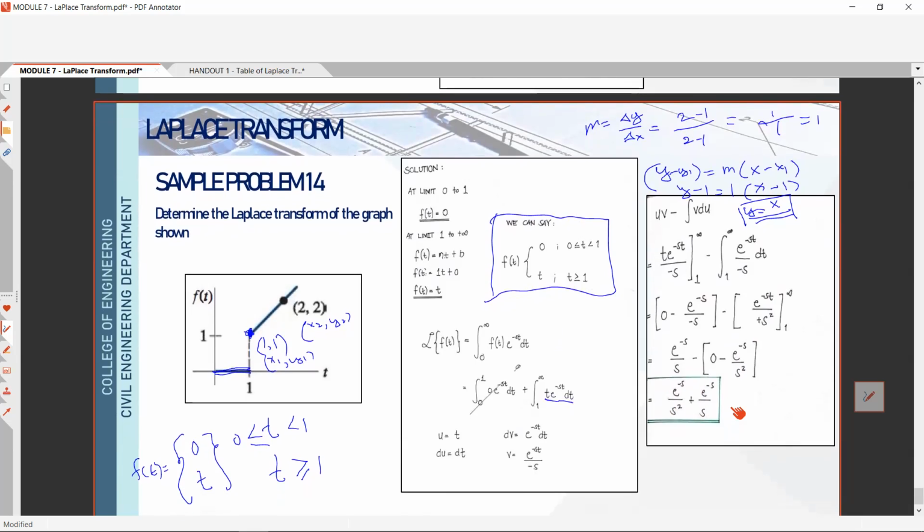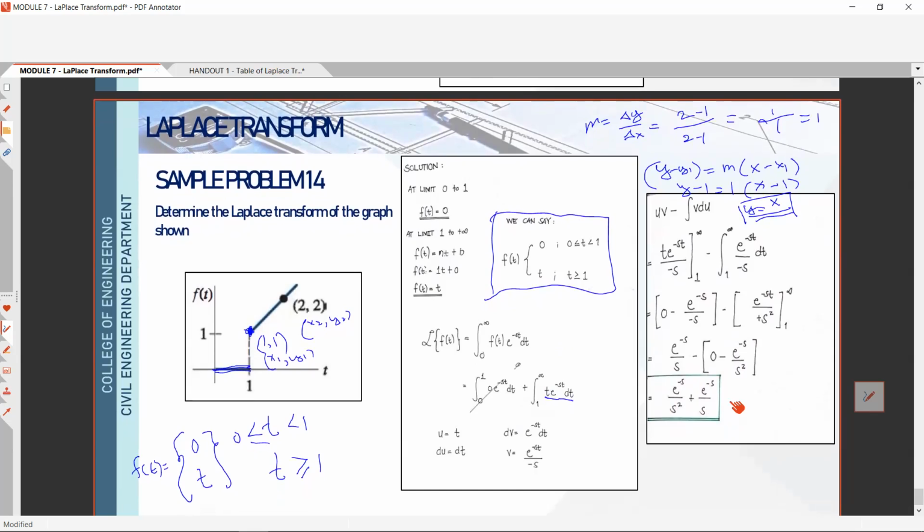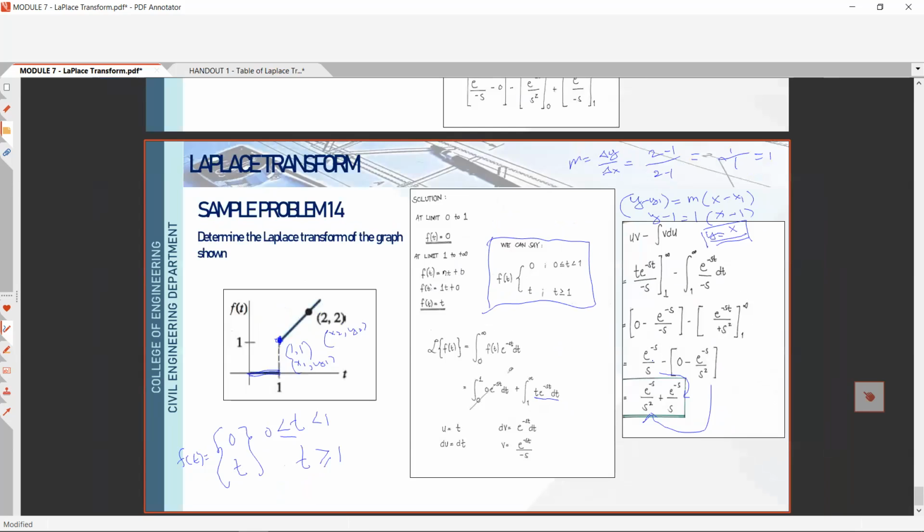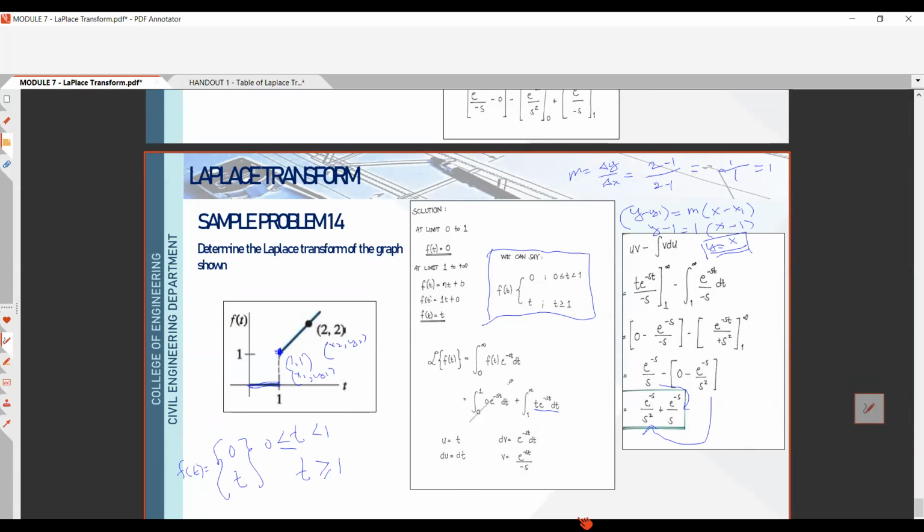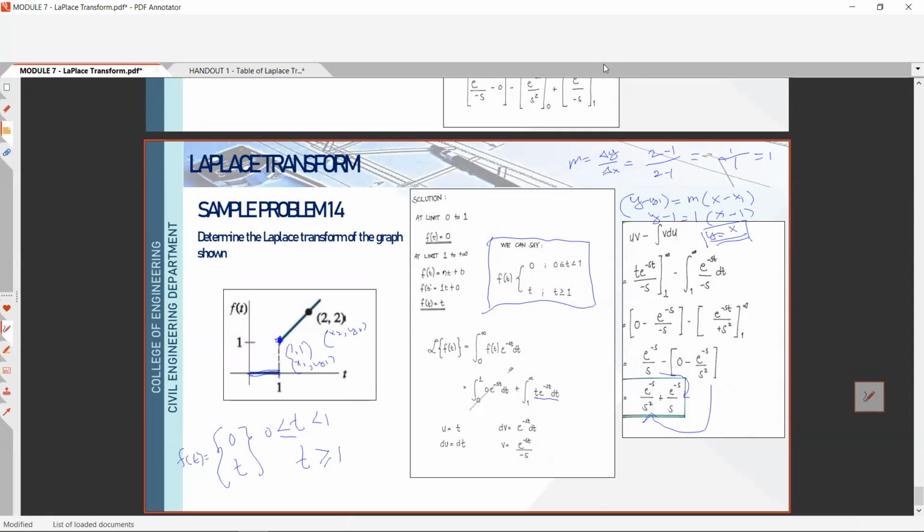Okay, so this is e raised to negative s over s squared, and this one is e raised to negative s over s. Do you have questions, class? If you don't have any questions, you can leave early. Then at 10:30, I will discuss the application of the IVP, solving Laplace transform in the IVP.